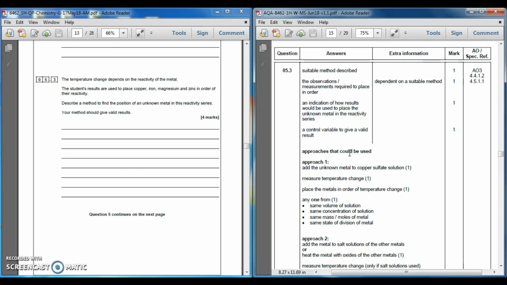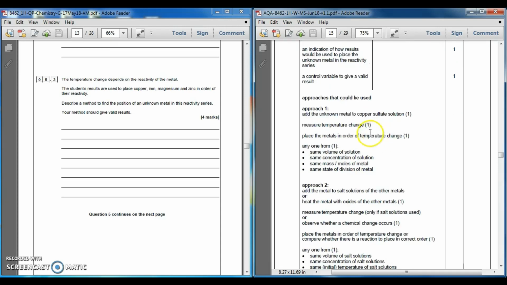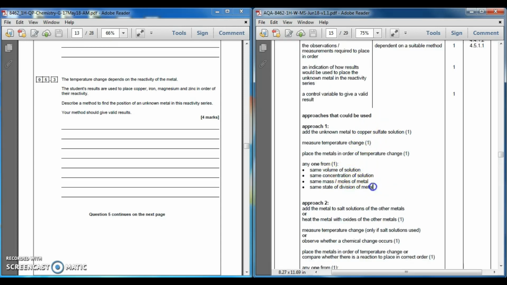So then you can compare it to the other energy changes from the other metals. If it's higher than any of the other metals, it's more reactive. If it's lower than any of the other metals, it's less reactive, and then you can use the numbers to place it somewhere in between. Other things that you could have done, as well as doing that one and giving a control variable like one of these, that's where most people didn't get one of the marks out of the 4.